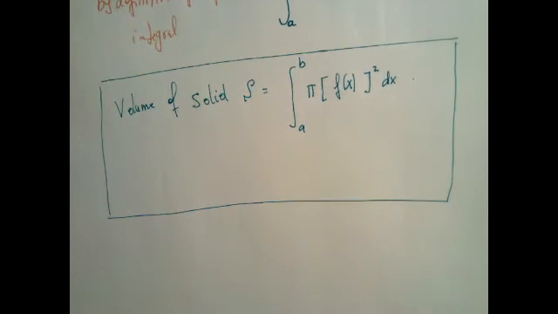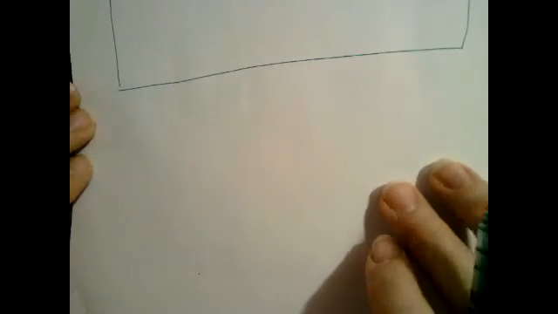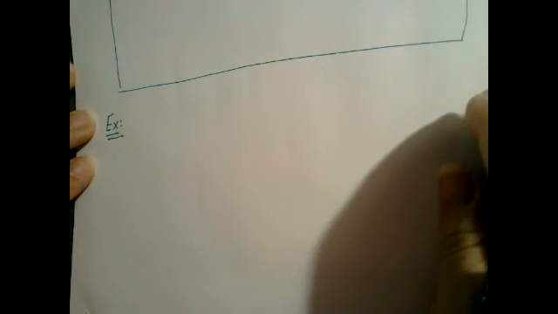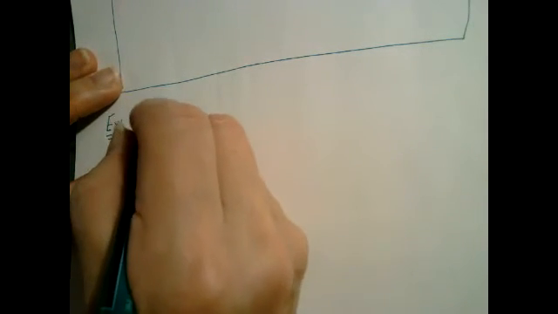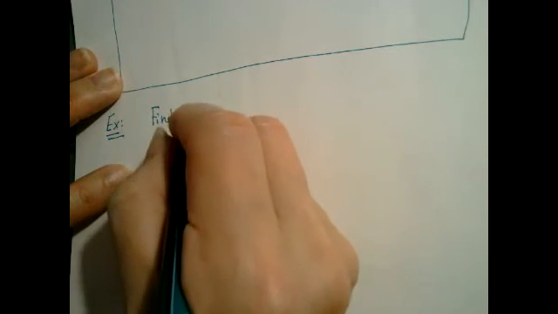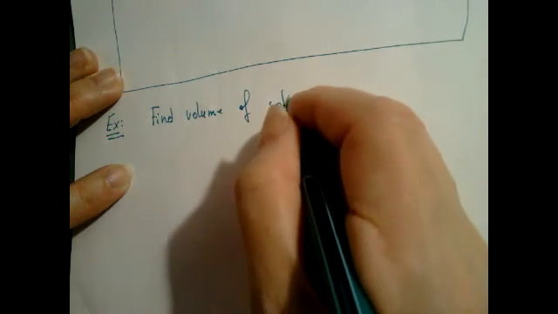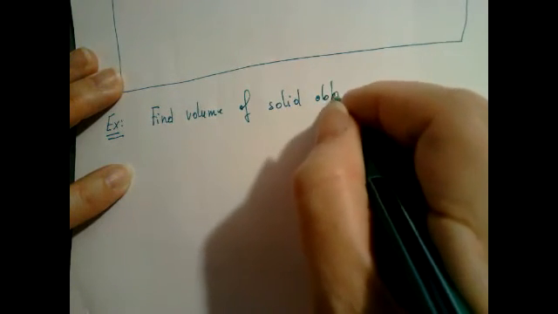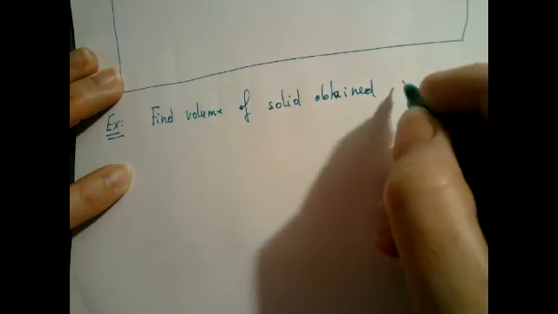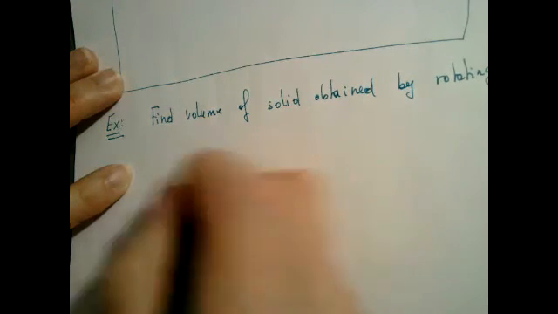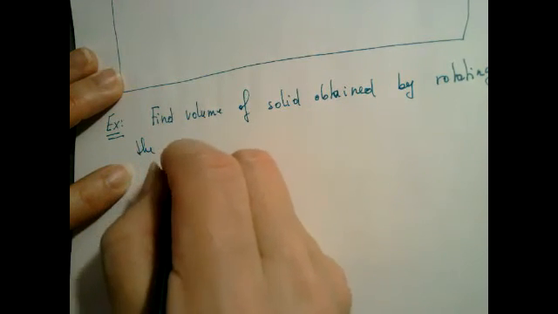Right? So let us take a very simple example. The question is: find the volume of the solid obtained by rotating the region below about the x-axis.